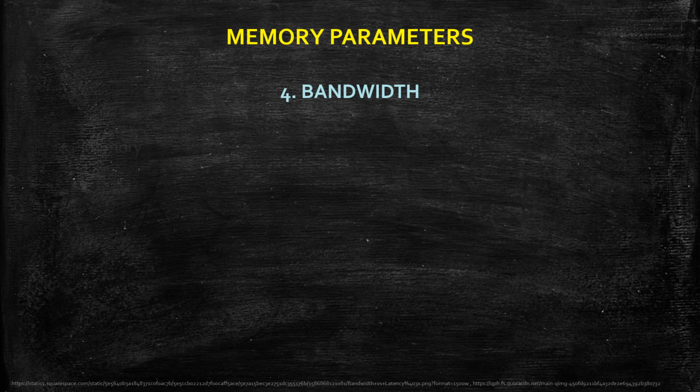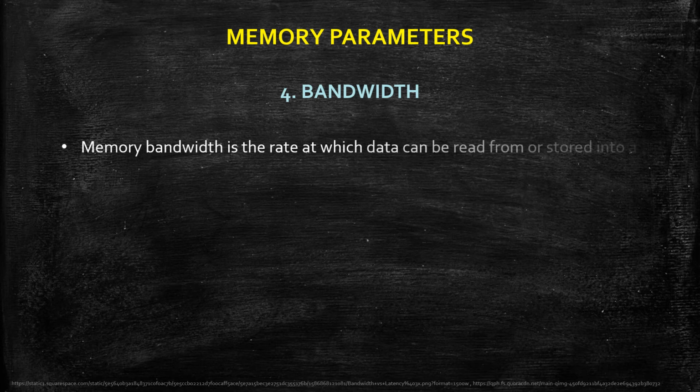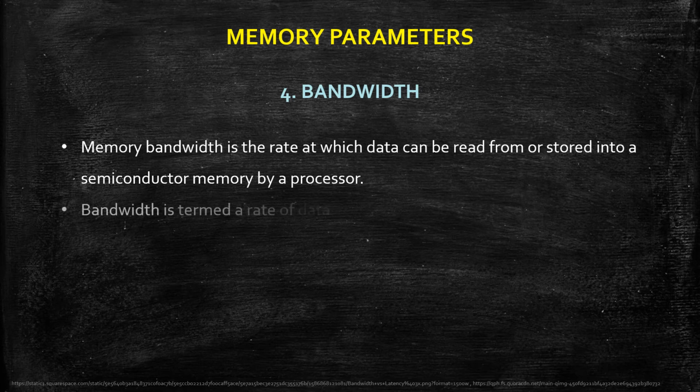Okay, so the fourth and the last parameter is bandwidth. So what is bandwidth? Bandwidth is the rate at which data can be read from or stored into a semiconductor memory by a processor. Let's understand this bandwidth. Bandwidth is also termed a rate of data transfer.